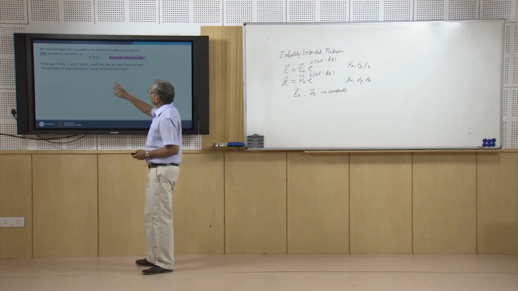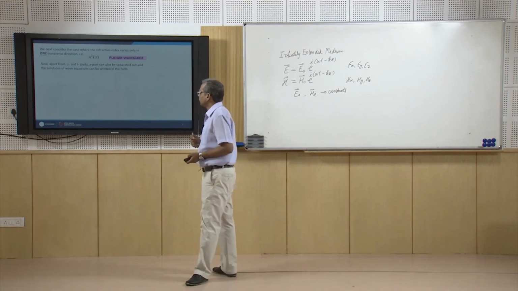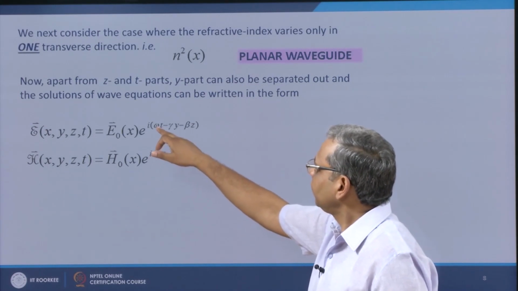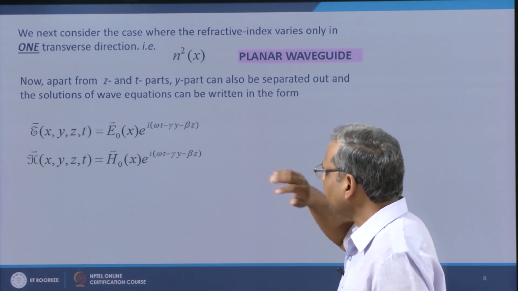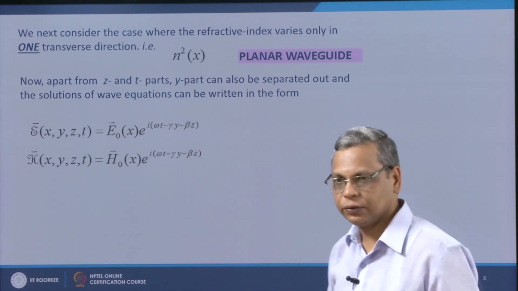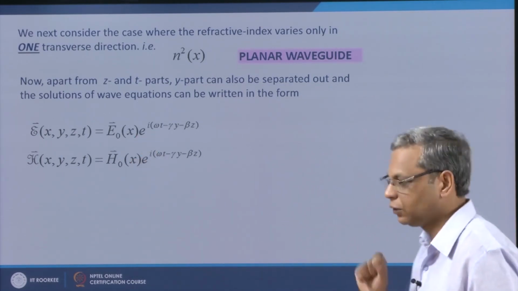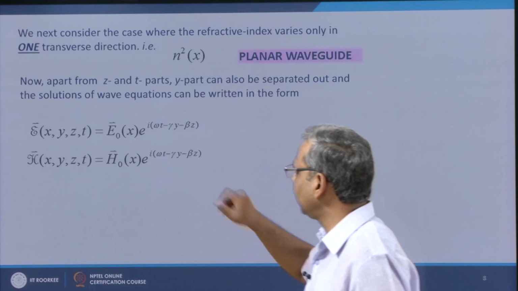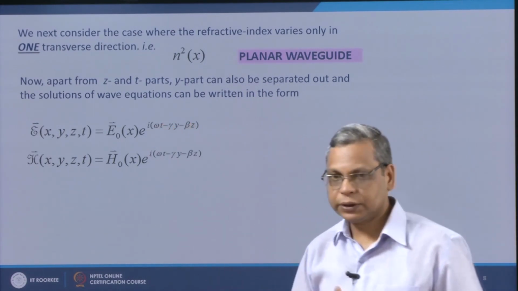Now, if it is a function of x only, then I can separate out the y part also, and the solution I can write as e to the power i omega t minus gamma y minus beta z, and the x part will now be associated with E 0. So, E 0 is not a constant, it is some function of x. Similarly, H is equal to H 0 of x e to the power i omega t minus gamma y minus beta z. So, these are the forms of solutions now.